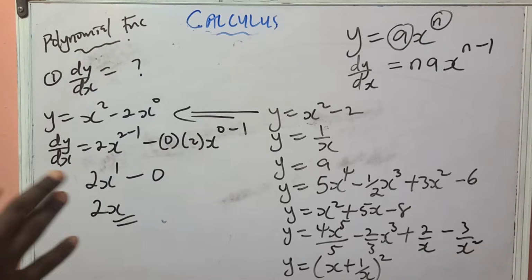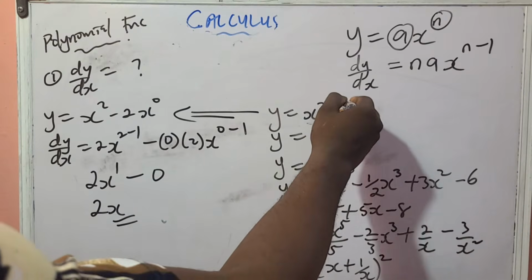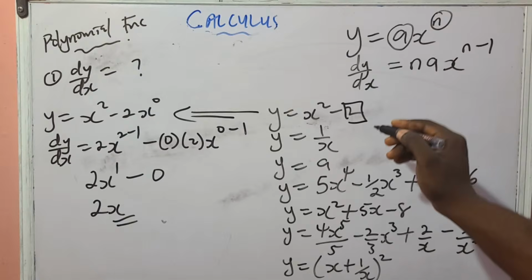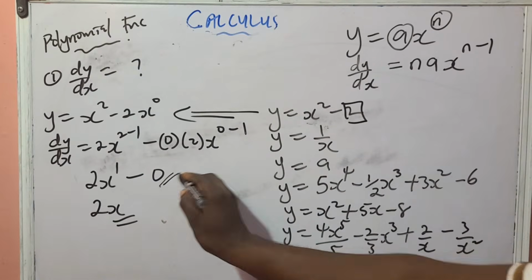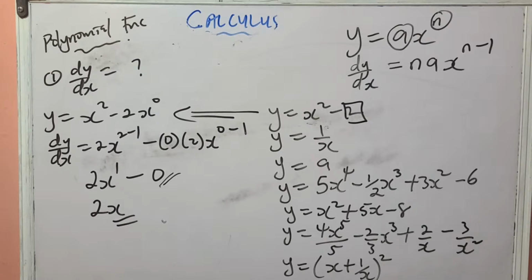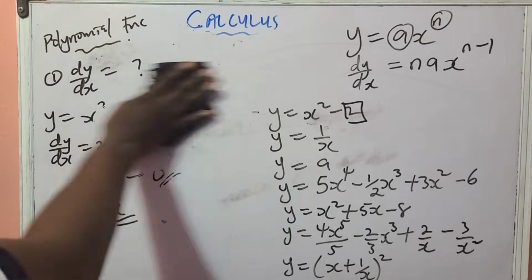I'm sure you understand what's happening here. So just note that a constant is something that doesn't have x in it. Differentiating a constant will always give you 0. Differentiating a constant will always give you 0, because once you don't have x in any expression, you won't be able to get any other answer other than 0. So that's that about that. Let's see the next one.